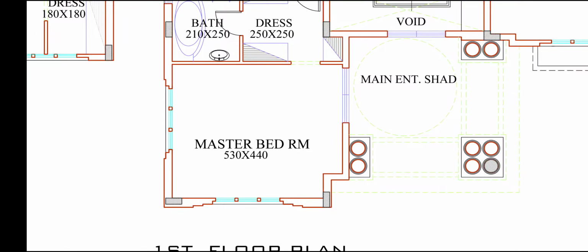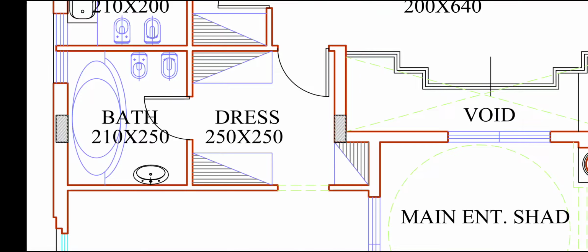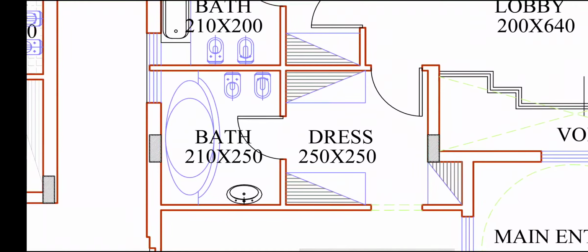This is the big size master bedroom, with a window on this side and this side. This dress area is 250 by 250 centimeters, and this bathroom is 210 by 250. This is a wonderful floor plan design.